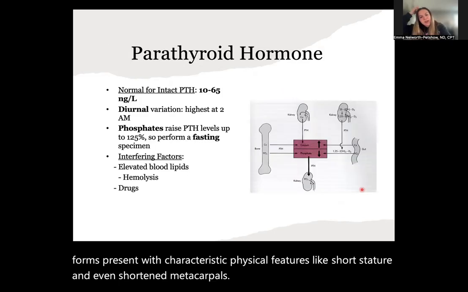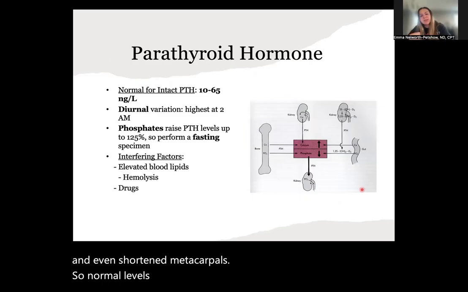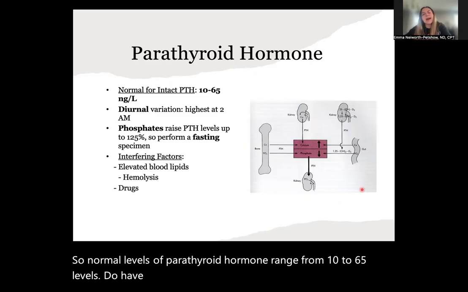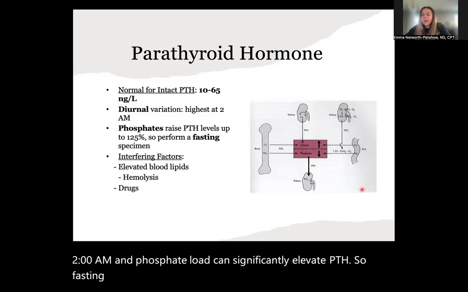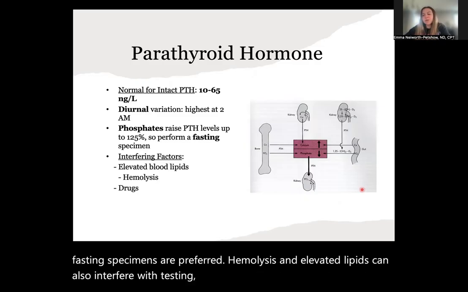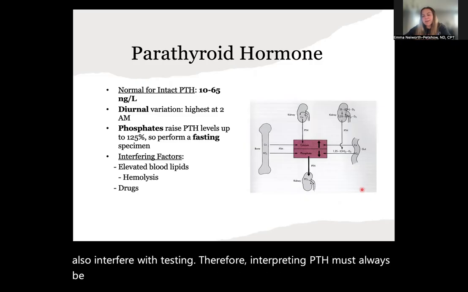So normal levels of parathyroid hormone range from 10 to 65. Levels do have a diurnal fluctuation with the highest levels around 2 a.m. Phosphate load can significantly elevate PTH, so fasting specimens are preferred. Hemolysis and elevated lipids can also interfere with testing. Therefore, interpreting PTH must always be done in conjunction with calcium and phosphate levels.